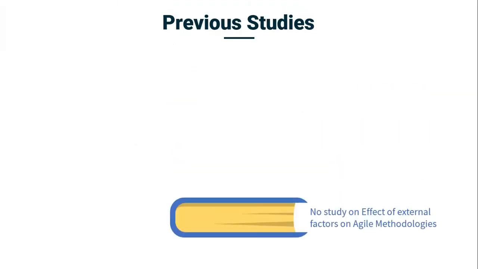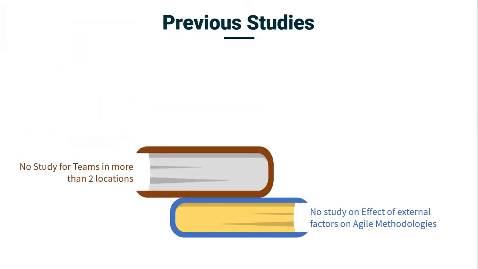Now, reviewing the previous studies. As we know, agile methodologies formally started in 2001. Therefore, there are many unexplored and underexplored areas. There is next to no research material available regarding the effect of external factors like communication barriers or supporting tools on agile methodologies in distributed teams. There are just a couple of studies regarding applications of agile methodologies in distributed teams, but those are again limited to teams working in just two locations.